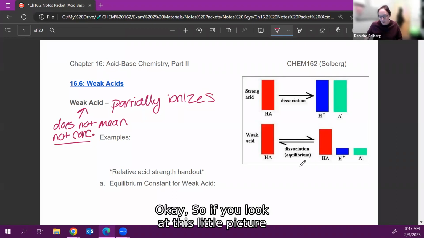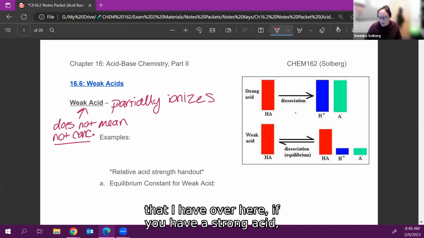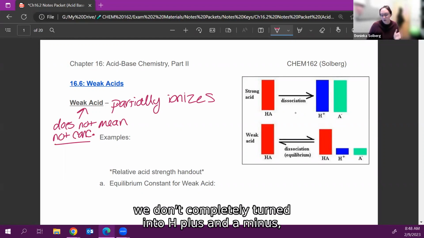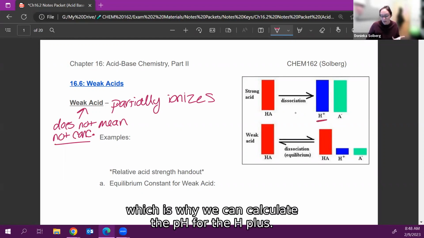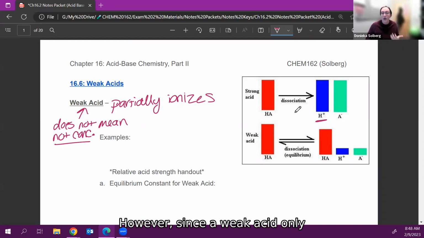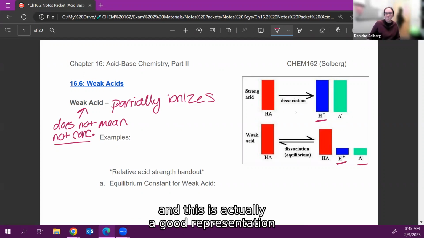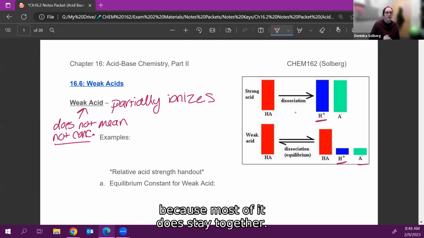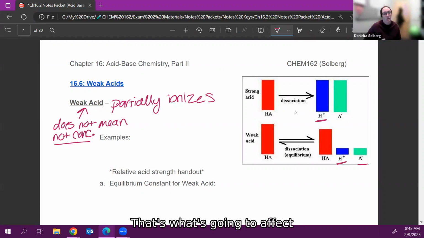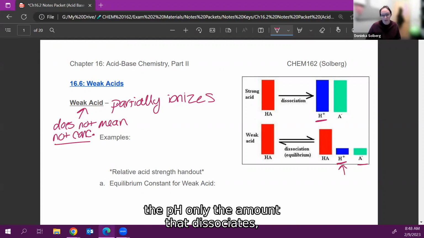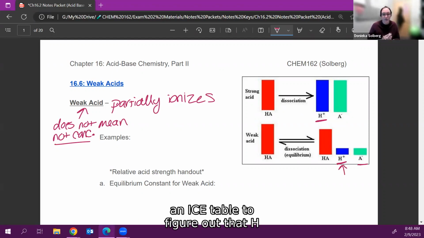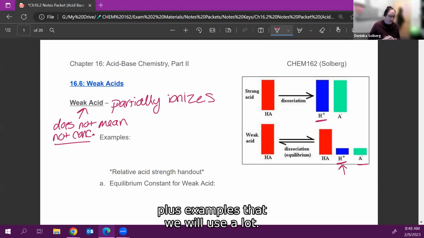Okay, so if you look at this little picture that I have over here, if you have a strong acid, we know it completely turns into H plus and A minus, which is why we can calculate the pH from the H plus. However, since a weak acid only partially turns into H plus and A minus, and this is actually a good representation because most of it does stay together, only the amount that dissociates is going to affect the pH, which is why we have to do an ICE table to figure out that H plus.